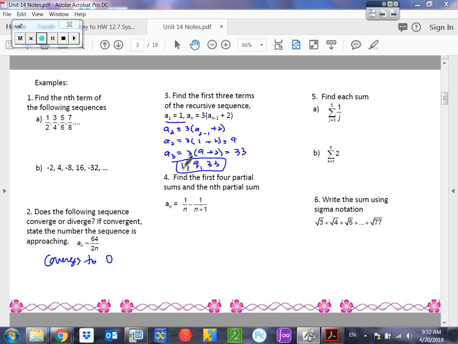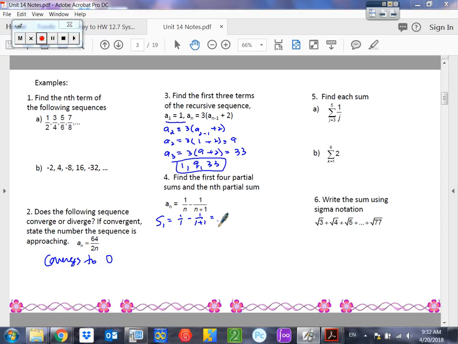Okay. So on number 4, they ask us to find the first 4 partial sums and the nth partial sum. So I'm looking for the first 4 partial sums and the nth partial sum. To do the first partial sum, that's just the first term of the sequence. It's just 1 over 1 minus 1 over 1 plus 1. Now we are going to do this in the calculator also, but we also need to be sure we understand how to do it by hand.